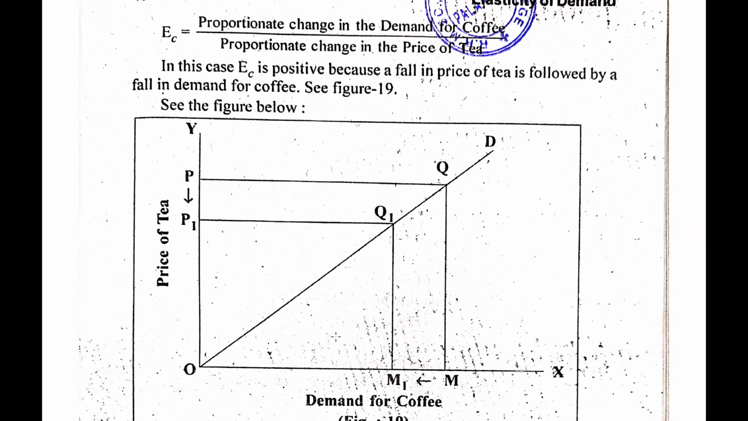So we can say these are complementary goods: when the demand for one product falls, then the demand for the other product will also fall. So there will be a negative impact for complementary goods. But when the goods are substitutes for each other, then there will be a positive effect on the cross elasticity of demand.